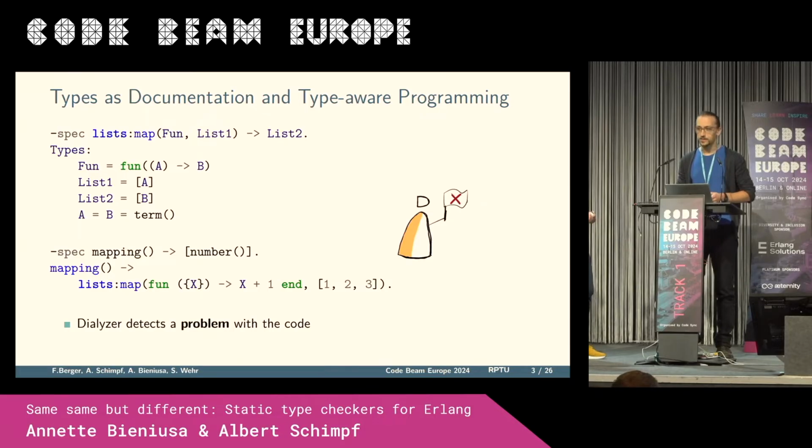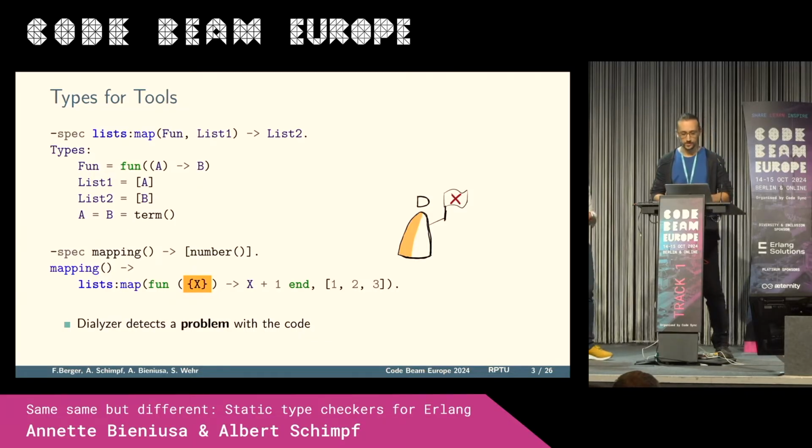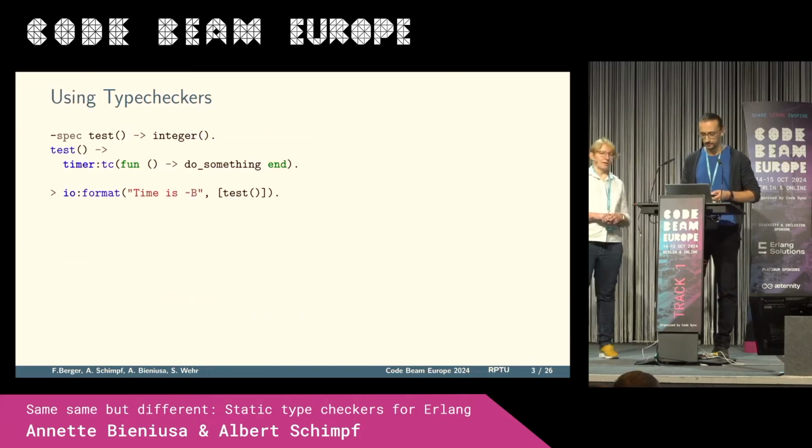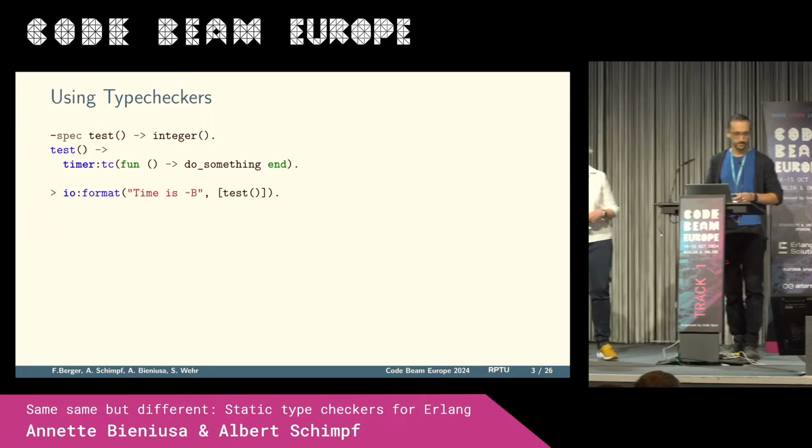For example, Dialyzer. Dialyzer is well known in the Erlang community. It's been with us for quite some years. And it's able to correctly identify that indeed this code will crash, because we have this tuple pattern matching applied on an integer. That's really nice.